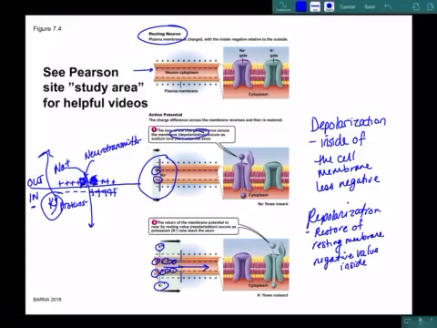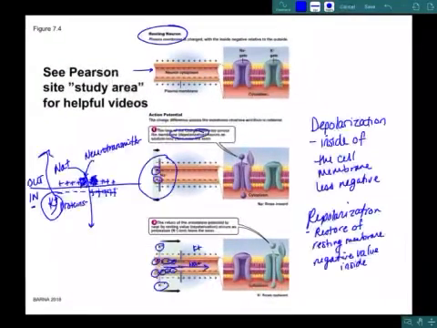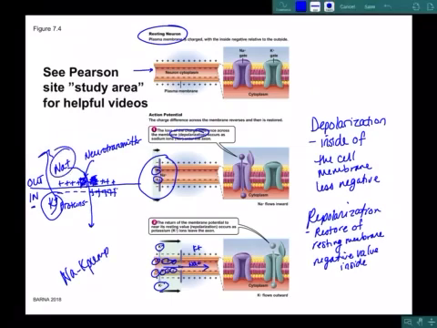Now the problem that you'll have here is when we look at this closer, now we have sodium in here and now we have potassium out here. At the end, what will fix this, so with potassium leaving, we're going to restore that negative value, but what fixes these ions to where they need to go is going to be a sodium-potassium pump. So a sodium-potassium pump will restore sodium outside and potassium inside.